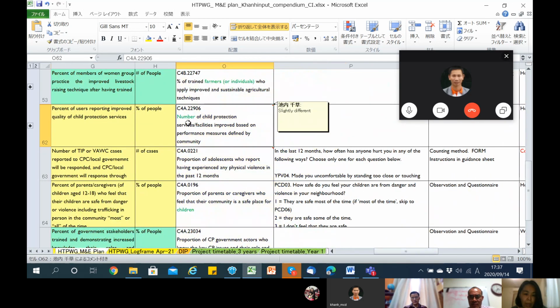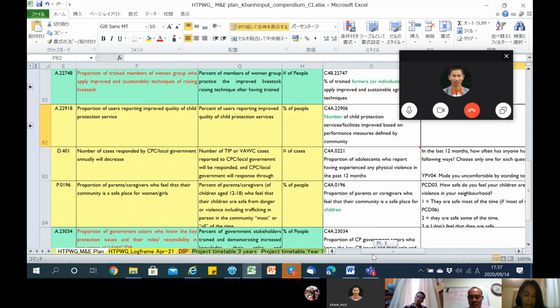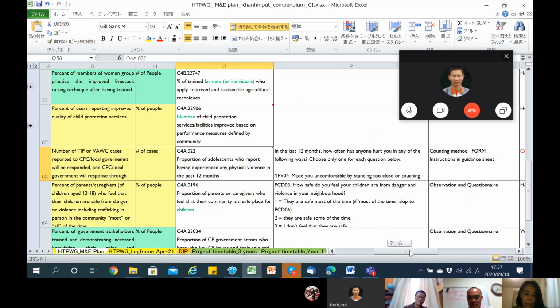And this one, we have a compendium indicator, but I don't have a tool yet. So I have to collect it. And the second indicator, number of cases responded by CPC or local government annually will decrease. And the compendium indicator is proportion of adolescents who report having experienced any physical violence in the past 12 months.